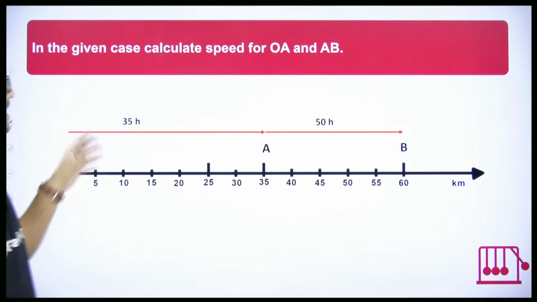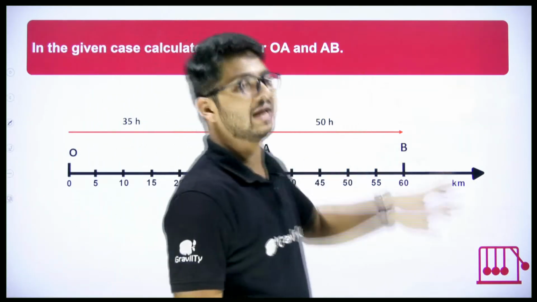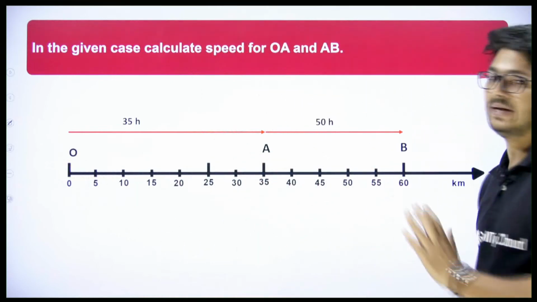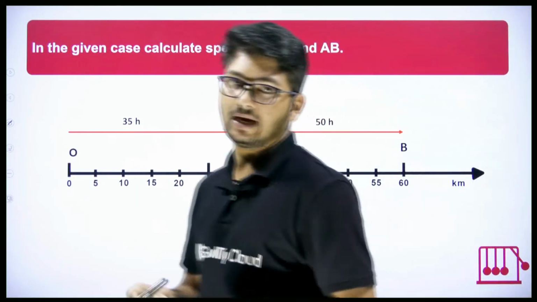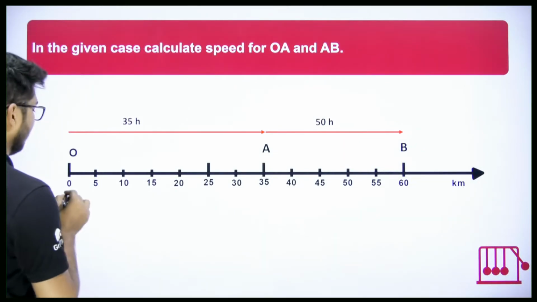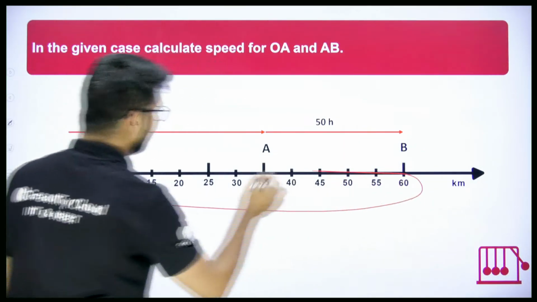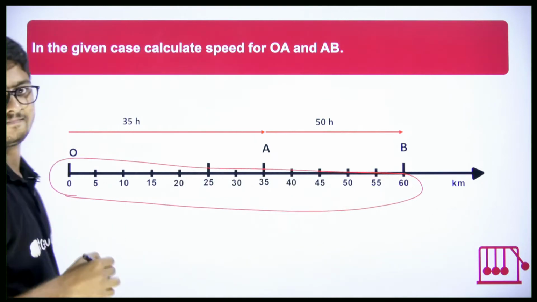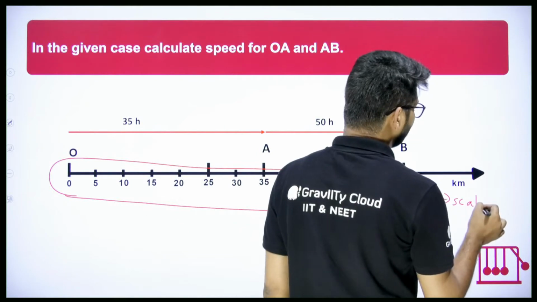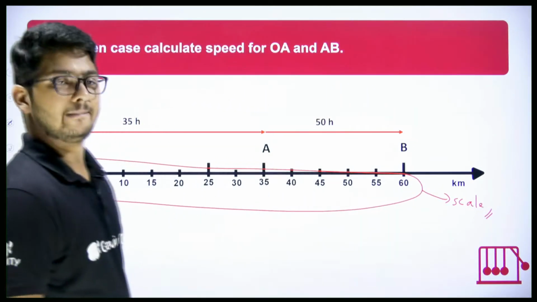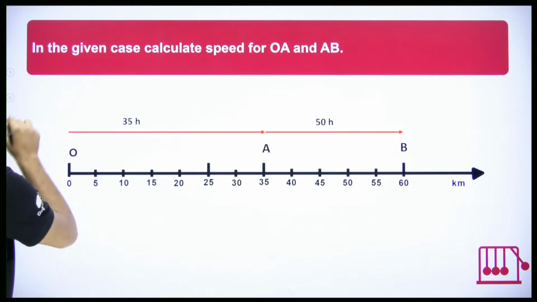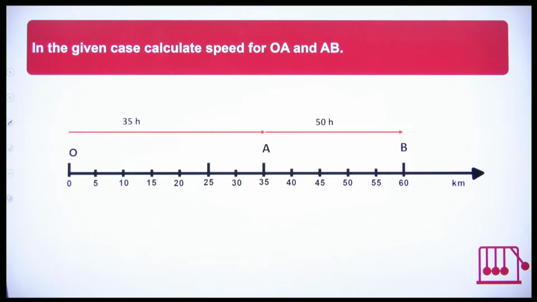Here in the given case, calculate speed for OA and AB. O to A and A to B. Let's calculate the speed for that. So let's calculate the speed for OA first. Now you can think of this as a scale. It's a number line, but you can think of it as a scale. Okay. So let's take OA first.